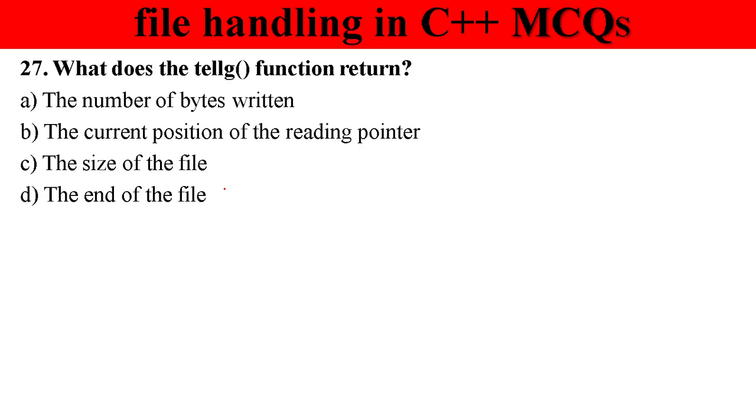Question number 27. What does the tellg function return? A. The number of bytes written. B. The current position of the reading pointer. C. The size of the file. D. The end of the file. B is the correct answer.